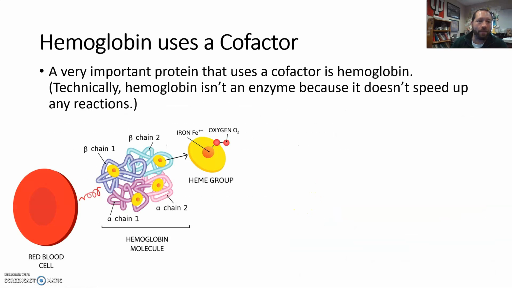A very, very common, very popular cofactor is hemoglobin. Well, actually, hemoglobin is a protein that uses a cofactor, so better stated that way. Very important protein is hemoglobin. Technically, it's not an enzyme. I know this whole unit's on enzymes. Technically, hemoglobin doesn't speed up any reactions, so it's not technically an enzyme. But it's still a protein that uses a cofactor, and that's what this lesson's about, so we'll take a little closer look.